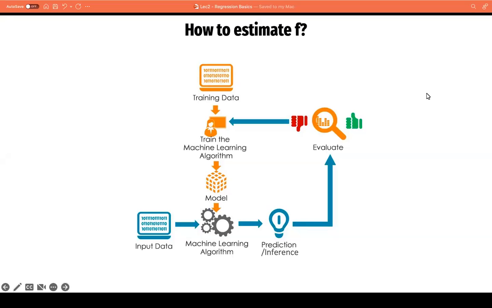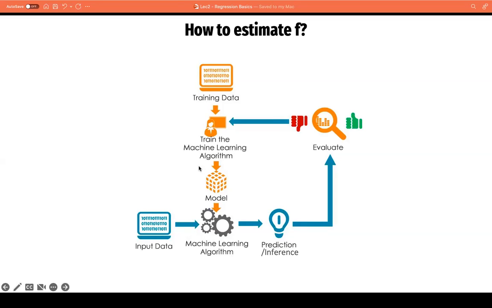Okay, so in the previous video, we learned why we want to estimate f. That is, if we want to predict a certain output from given features, or if we just want to understand the relationship between our features and the output. Now we are going to answer the how. But before that, this is the general flow of developing a learning algorithm.